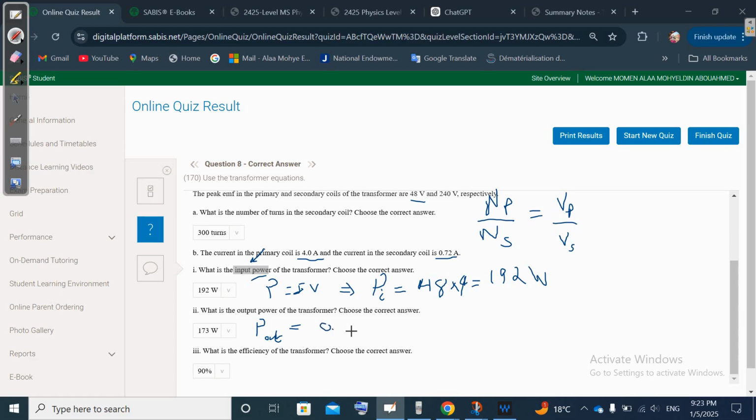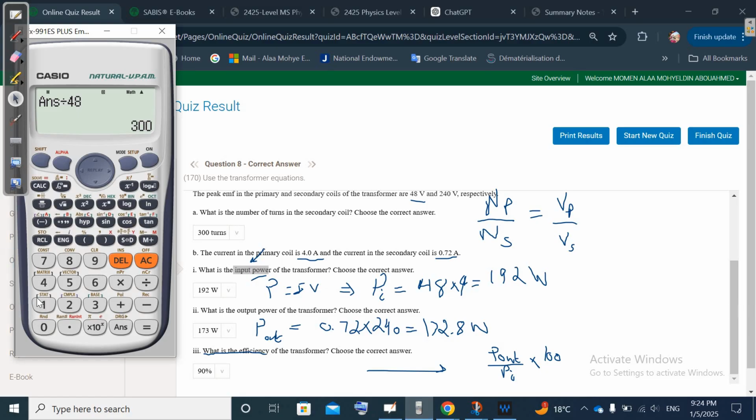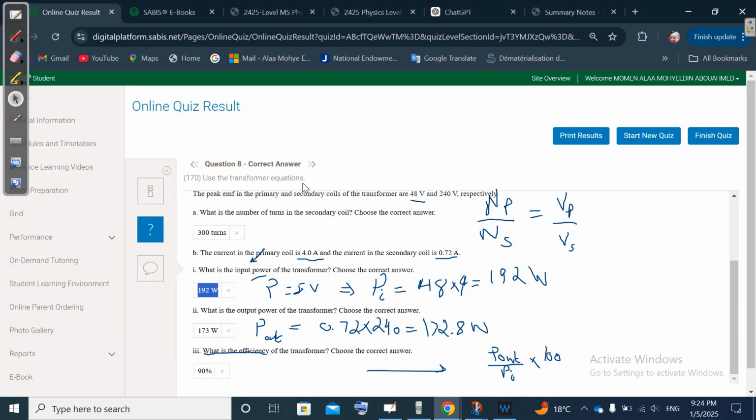For the output it's the same thing, 0.72 times 240, so power out is 0.72 times 240, which is 172.8 watt on the calculator. To find the efficiency, you need to do power out over power in times 100. So power out is 172.8, and power in is 192, times 100, you get 90% efficiency. So that's how to do it.